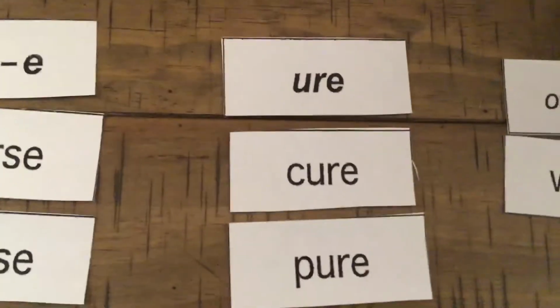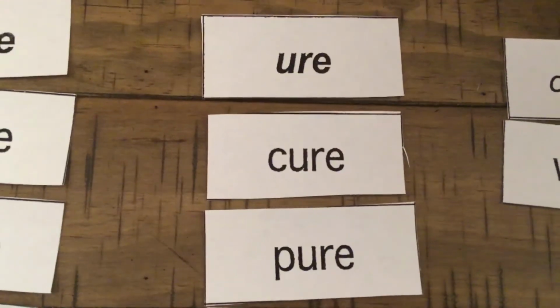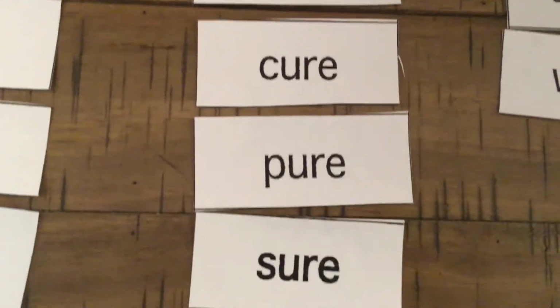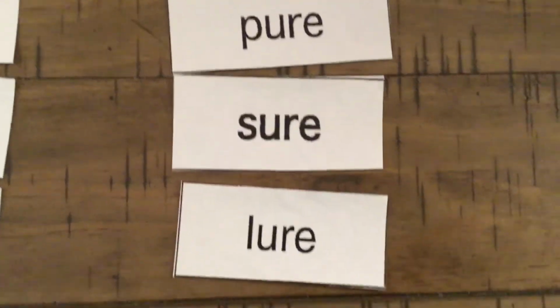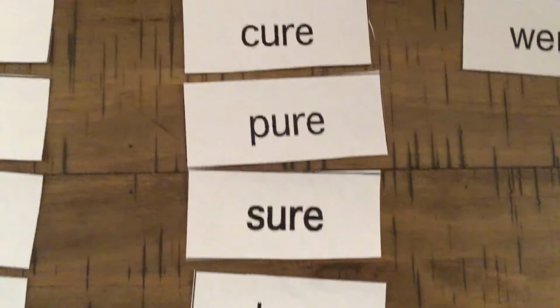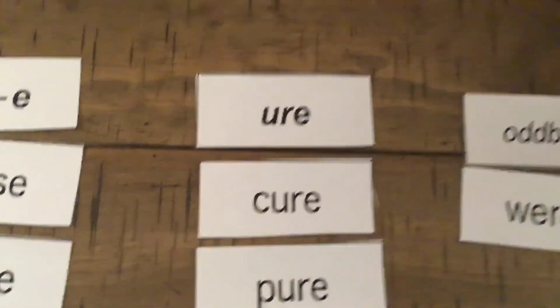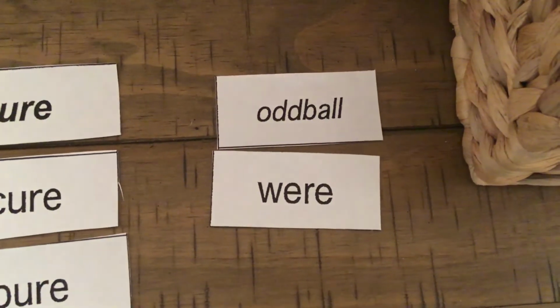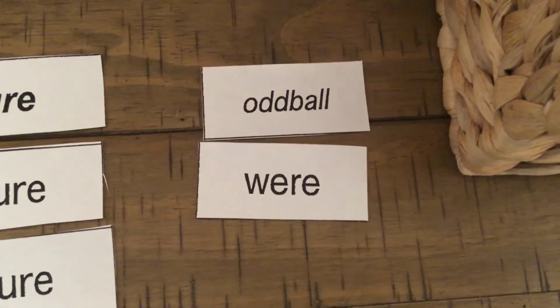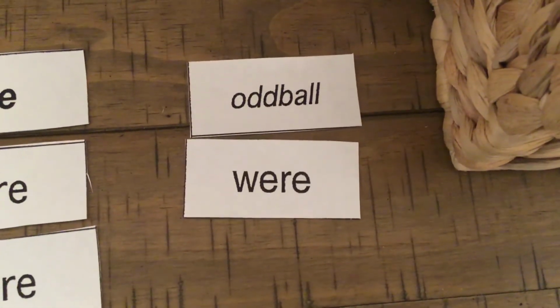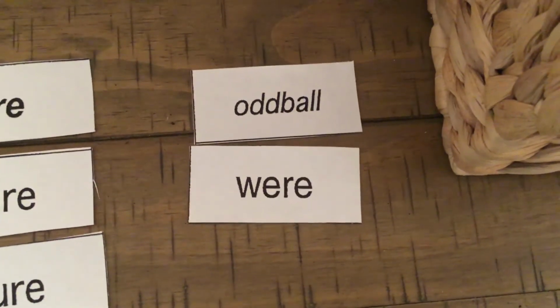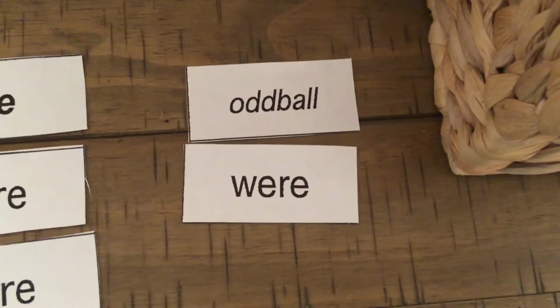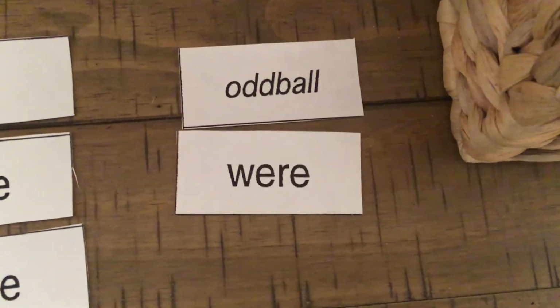Next group. Or, spelled U-R-E. Cure, pure, shore, and lure. All are or, U-R-E. Last group is oddball. And this one is saying ur, but it's spelled with an E instead of a U. So ER instead of UR. And then don't forget the E at the end.